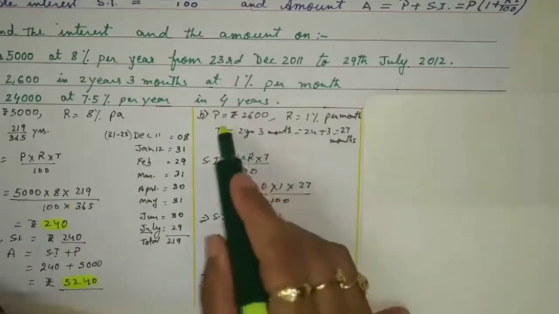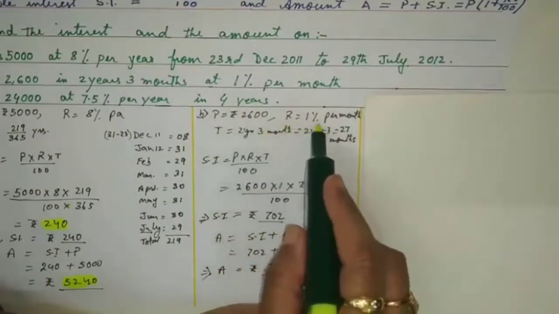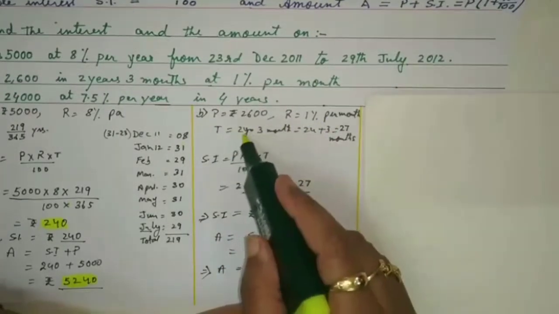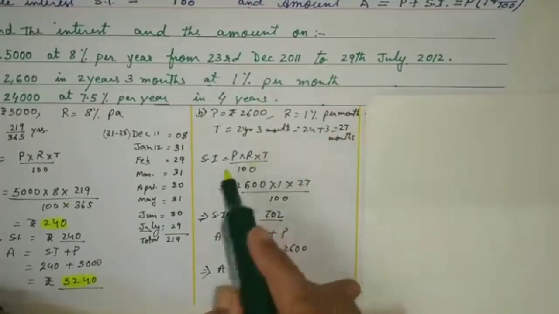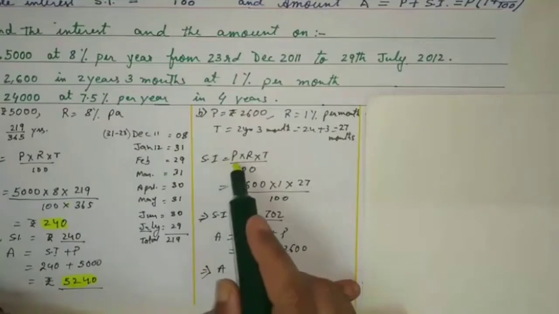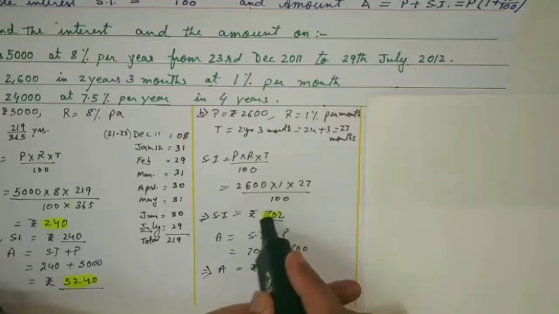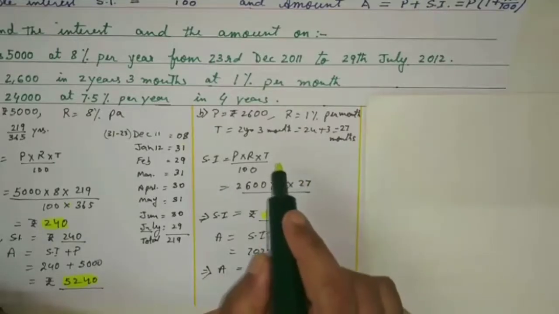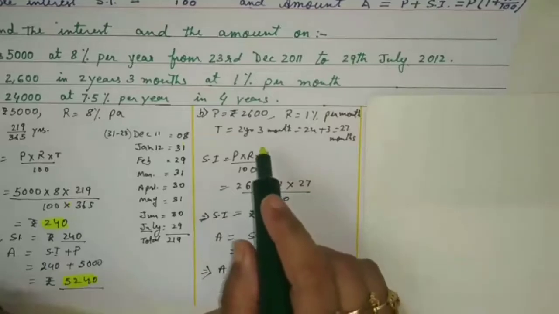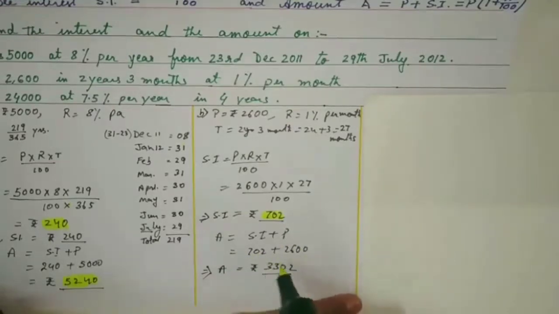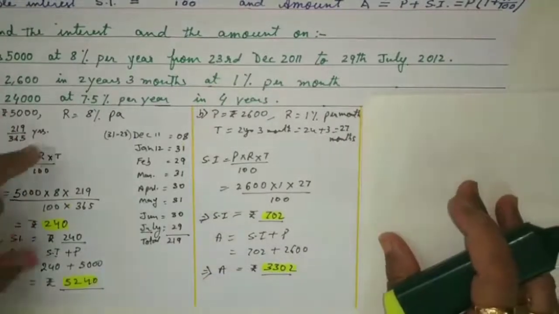So principal given 2600, rate 1% per month, time 2 years, 3 months. That becomes 2 years means 2 into 12, 24 plus 3, 27 months. So now we come to the formula, SI is PRT by 100. Substitute them and we get the simple interest as 702. Simple. So what had been done here? We converted the time according to the rate percent, and amount is SI plus P, that is 702 plus 2600, and you get the answer. Simple.